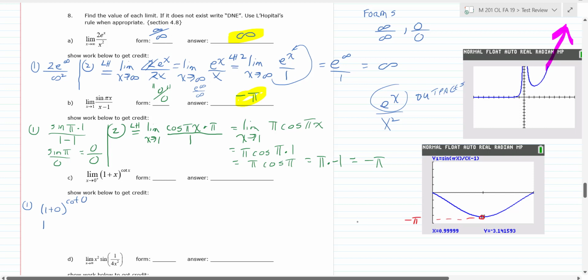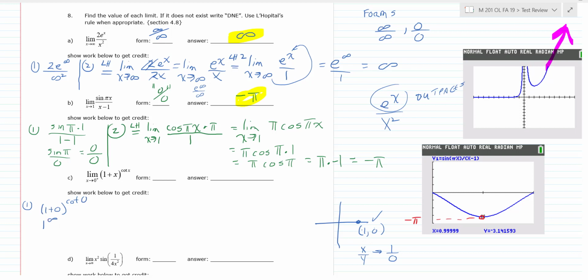Now, the cotangent of 0, if you want to look at this, just look at a unit circle. 0 radians means you're on the x-axis at the point 1, 0. A cotangent is x over y. So that means you would have 1 over 0. So you're undefined. The cotangent of 0 is undefined. So what happens is that that's going to go to infinity.